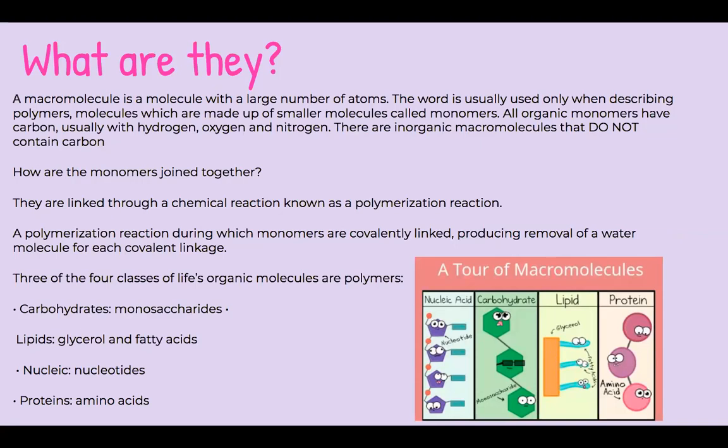The polymerization reaction is occurring when monomers are covalently linked, producing a removal of a water molecule for each covalent linkage. So there are 4 classes of organic molecules. So we have carbohydrates and monosaccharides, lipids, and we have glycerols, fatty acids, nucleic acids, we have nucleotides, and proteins, amino acids.